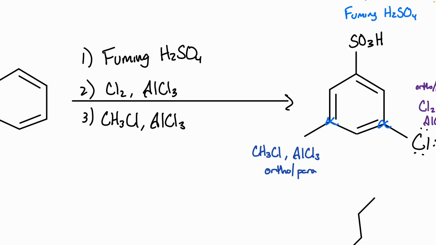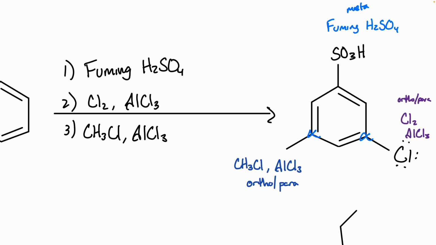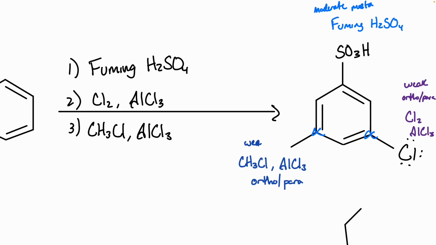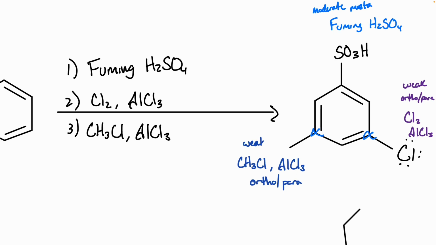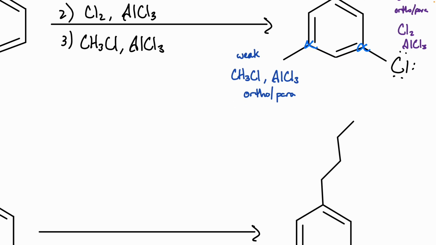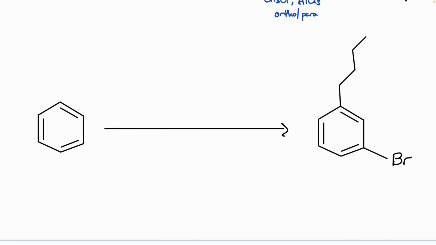Okay. Importantly, what helps you out here is that this is a moderate meta director, whereas these are both weak. So regardless of which one you put on the ring first, it's not going to overtake that meta directing of that sulfonic acid group. Okay, we will pick up with this example next time.